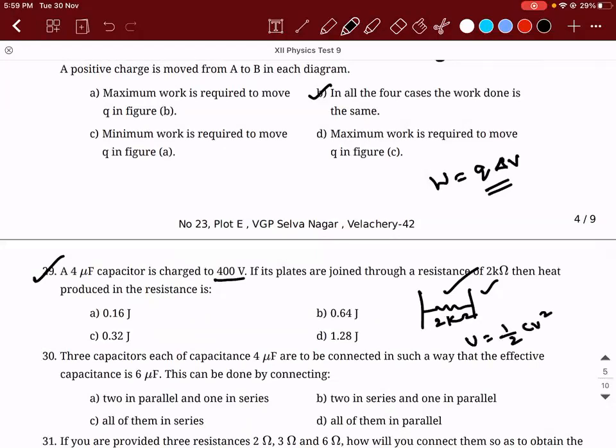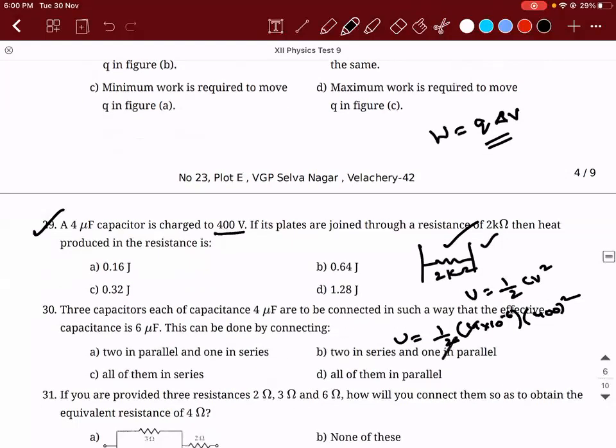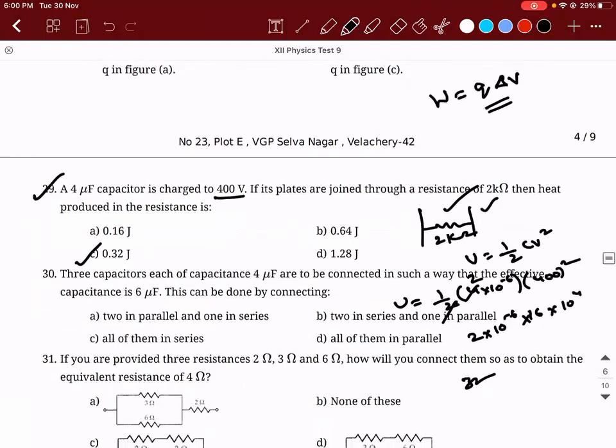U is equal to half CV square. Half into C is 4 into 10 power minus 6 into V square is 400 the whole square. So this will cancel 2 times. So 2 into 10 power minus 6 into 16 into 10 power 4. So 16 into 2, 32. So 0.32 should be the answer. 32 into 10 power minus 2, that is 0.32. That is the answer.